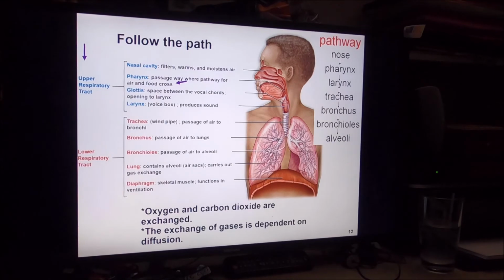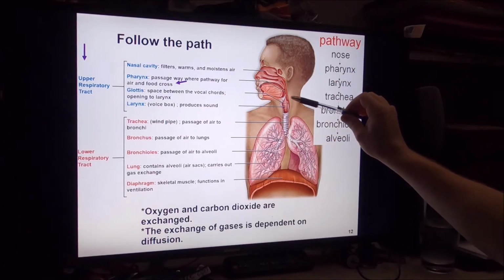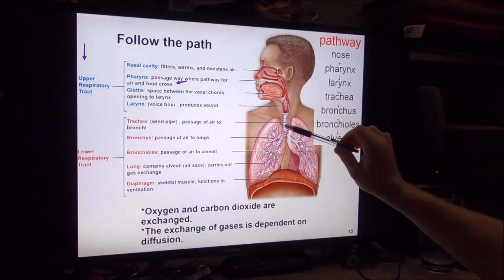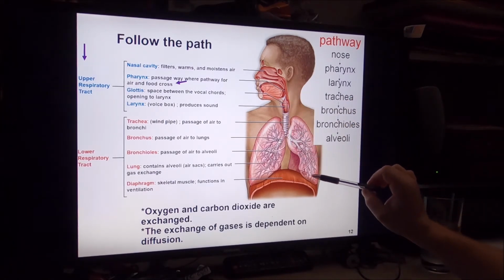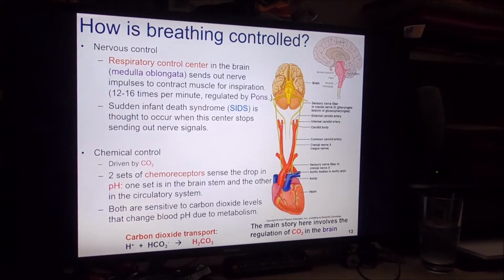Let's go here. So the pathway, let's not forget, I'm not going to go through this again, but the nature of it is that air comes in the nose, down the pharynx, think about your tissues and what's there, down the larynx, to the trachea, to the bronchi, to the bronchioles, to the alveoli. You should be familiar with this. Hint, hint, nudge, nudge. All right, how is breathing controlled?